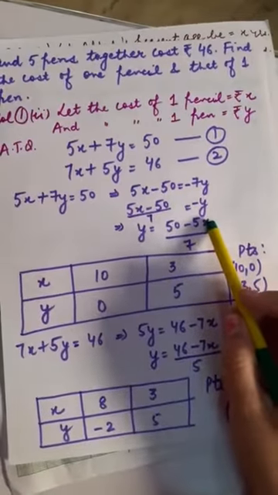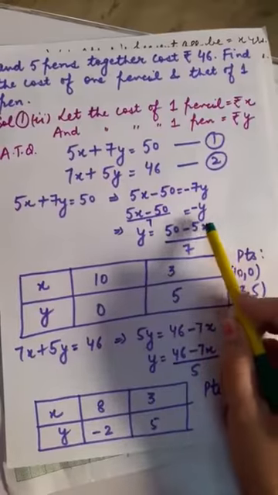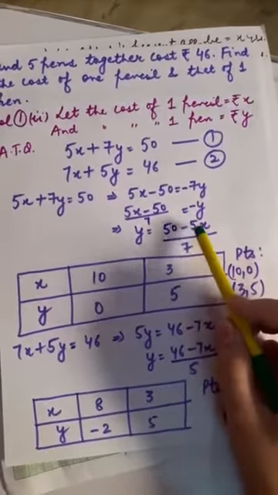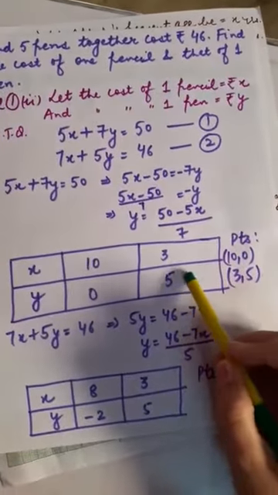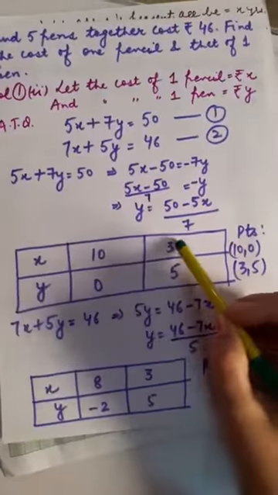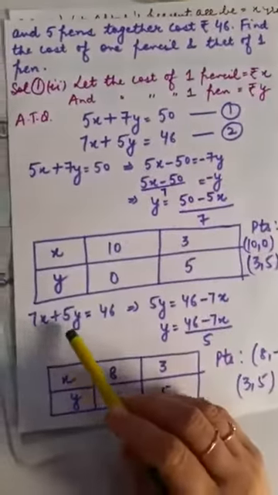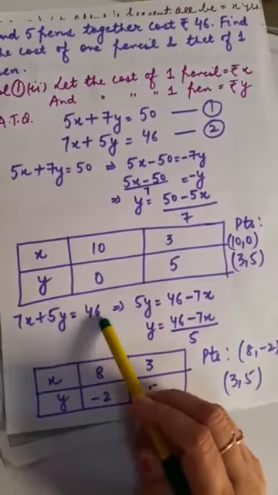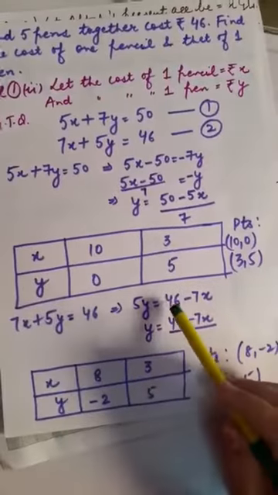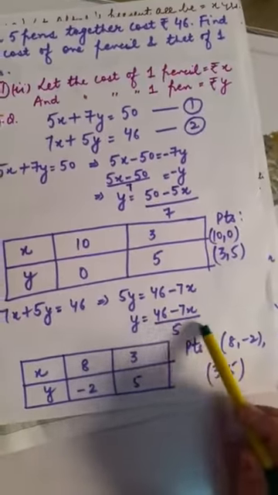Now here I am going to put 3. Look, this is 50 minus 5 into 3, which will become 15. So definitely here what you are going to get? 35. 35 will be divided by 7. You will get 5. So what are the points which will be plotted? 10, 0 and 3, 5. In the same manner, for the next equation, this is 7x plus 5y is equal to 46. 5y will remain here. 7x will go on another side. 46 minus 7x. So y will be 46 minus 7x upon 5.